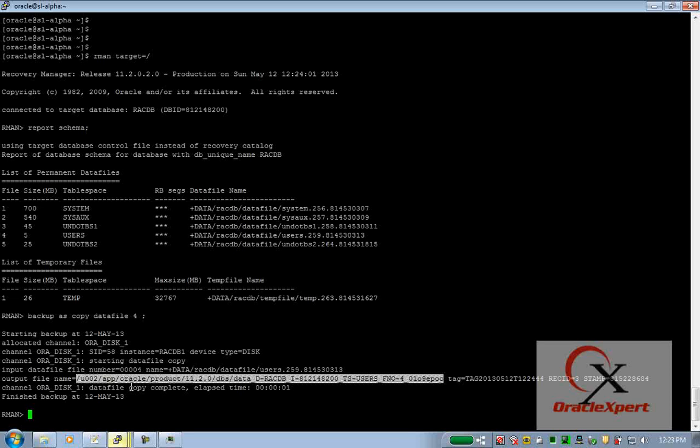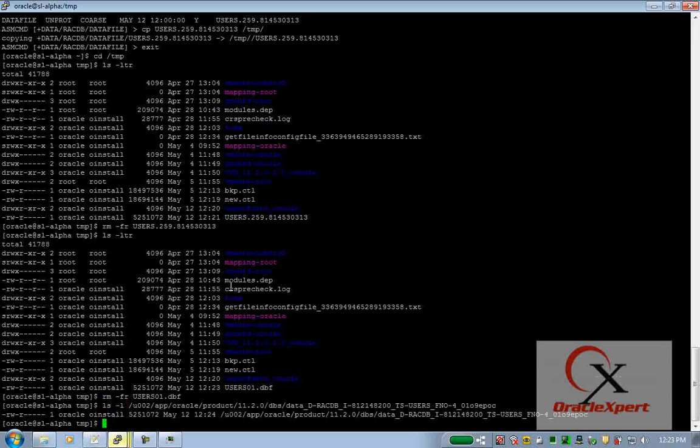Where is the output file copied? If you have not mentioned a format, the file will be copied elsewhere. You can always override by giving your own custom format. Here is my file. So you can always take a backup like an image copy. I am removing this.